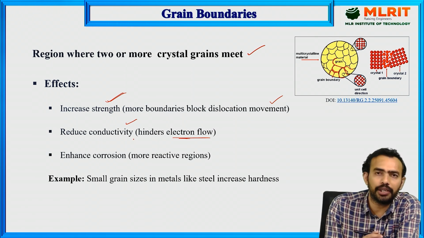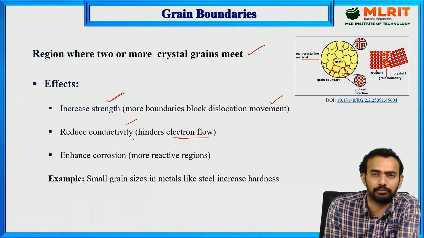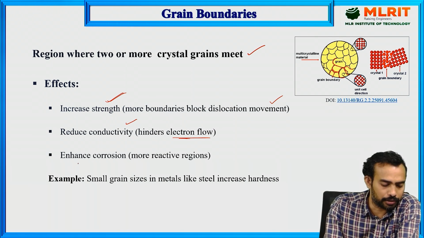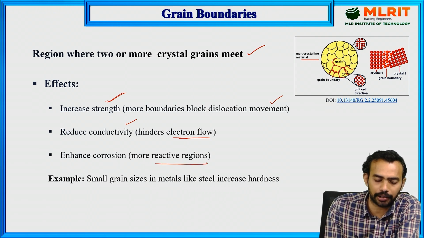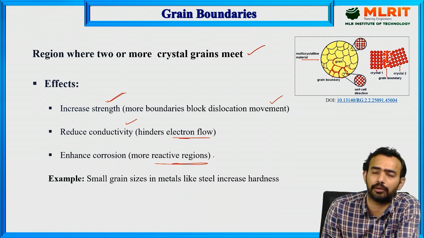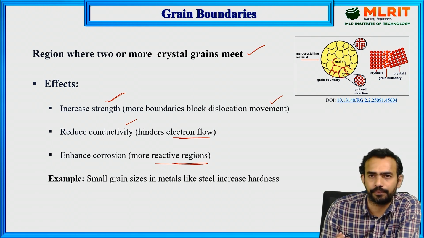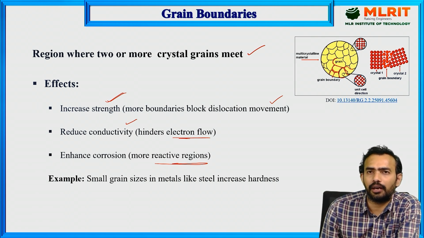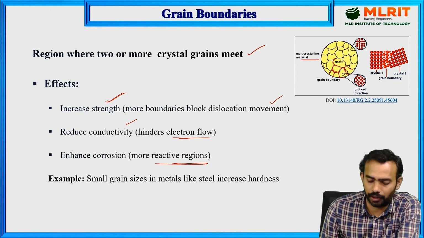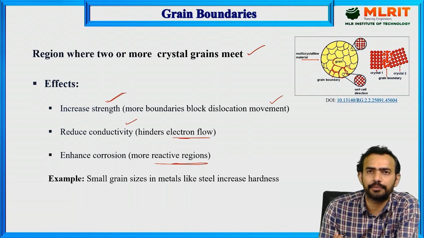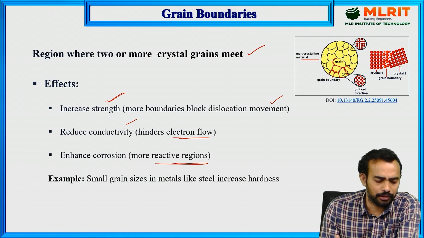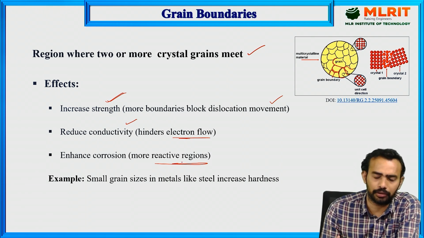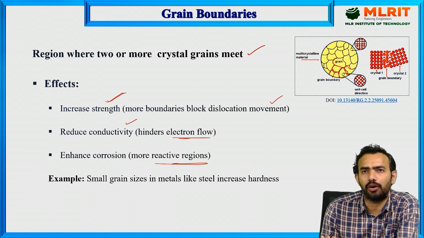So it eventually reduces the conductivity. It has positives as well as negatives. It enhances corrosion, creating a more reactive region, because it has an irregular pattern. Atoms are exposed to the surface and they can freely react with external materials or gases. So it forms a new oxide layer, or other compounds could be formed.